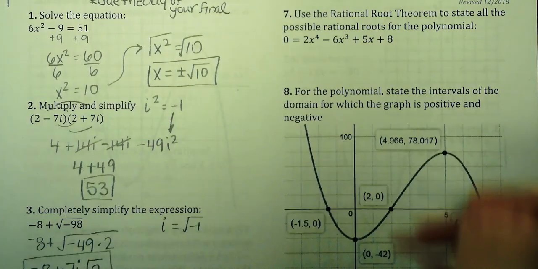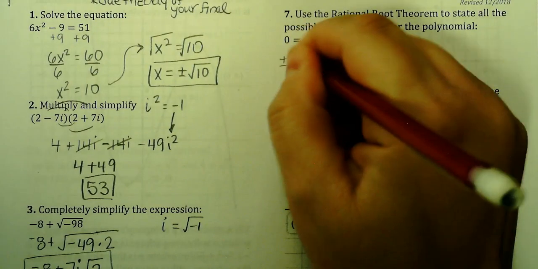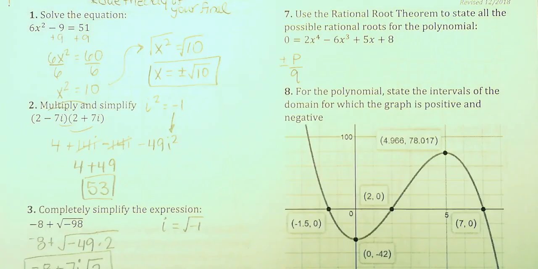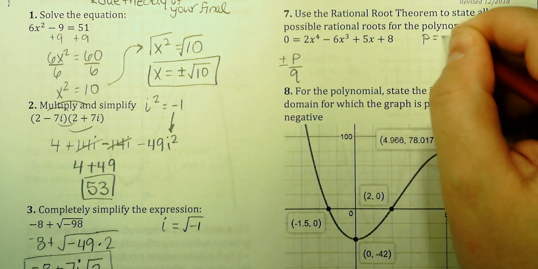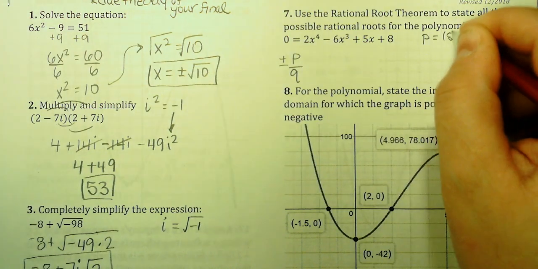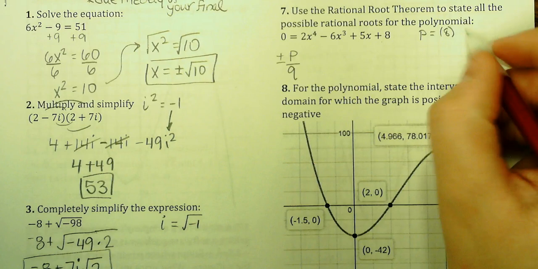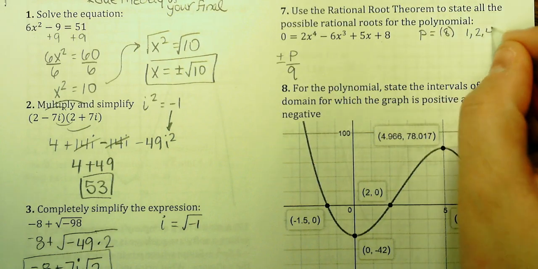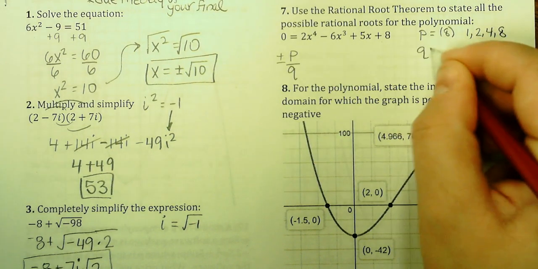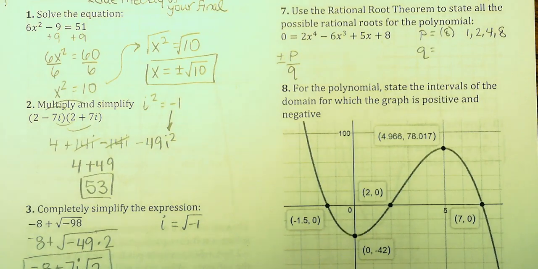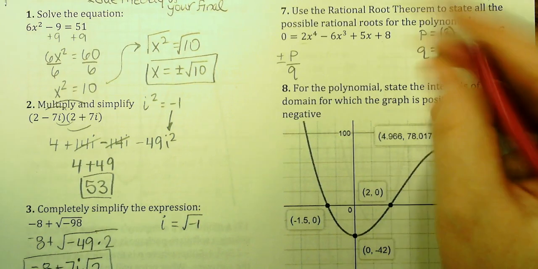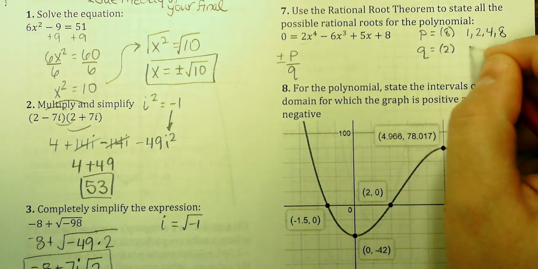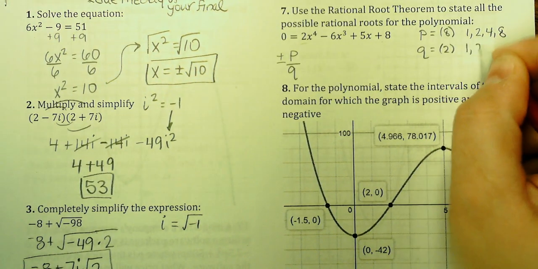Okay, rational root theorem is plus or minus all the factors of p and q. P is going to be any factors of your constant term. For this problem, the constant term is 8, so all those factors 1, 2, 4, and 8. Q is going to be the coefficient of your leading term or your leading coefficient. So the highest power of x here, x to the 4th, that coefficient is 2. Any factors of that are 1 and 2.